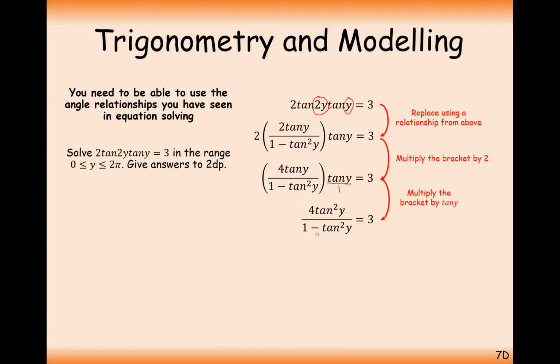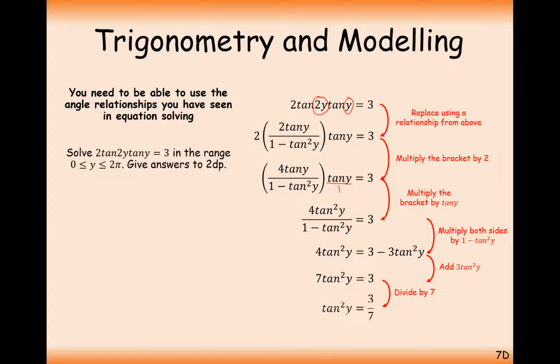Let's now get the 1 minus tan squared y up onto the top row, so times both sides by that. And now we can group together the tan squareds and square root at some point. So add 3 tan squared onto the other side, divide through by 7, and then square root, but being very careful when we square root to take the positive and negative answers. So tan y is equal to plus or minus the square root of 3 over 7.